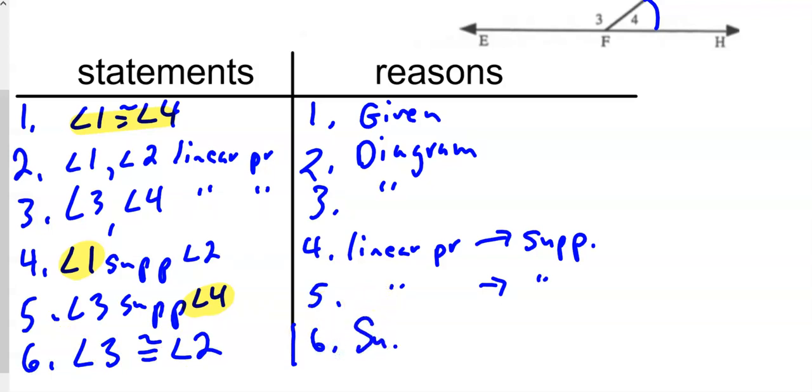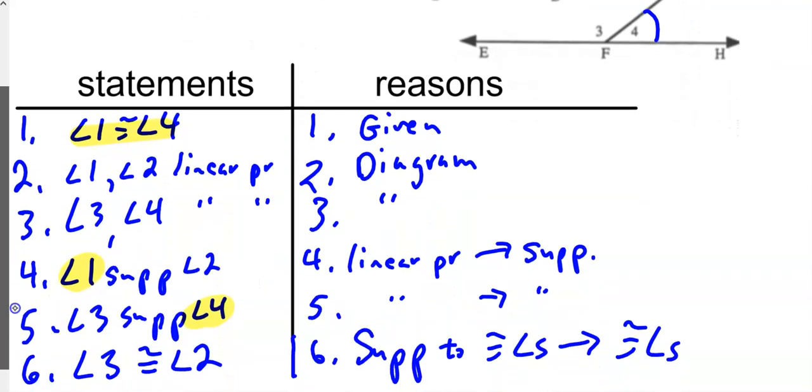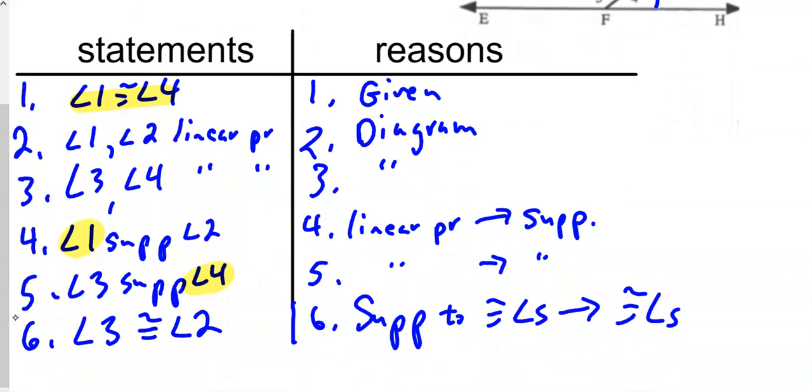So supplementary, I'm going to put two congruent angles implies congruent angles. And we look back up here, and that is, I switched the order, but same thing. That is what we have. Okay.